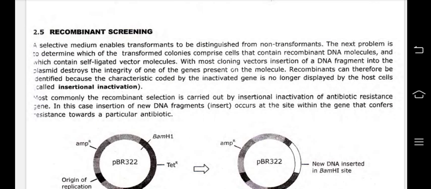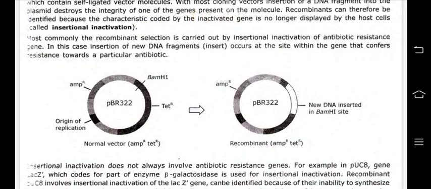So we were talking about insertional inactivation. We mentioned that most commonly the recombinant selection is carried out by insertional inactivation of antibiotic resistance genes. In this case, insertion of the new DNA fragment occurs at a site between or within the gene that confers resistance towards a particular antibiotic. New DNA inserted in the BamHI site. Here we can see the recombinant, but the original one is the normal vector.